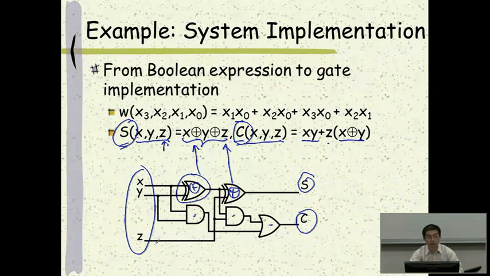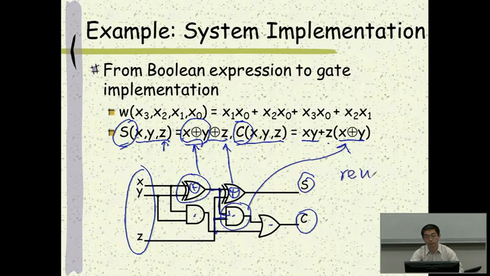And one thing is interesting in this example here, it also shows that this exclusive OR of x and y also comes to this AND gate, will be ANDed with z here, to produce this term. So this is the concept of reuse, which we will discuss later on.